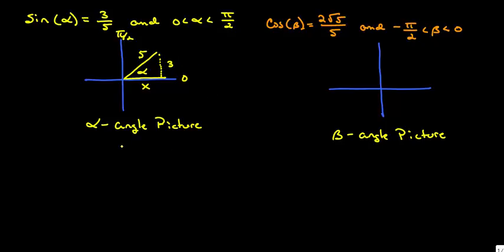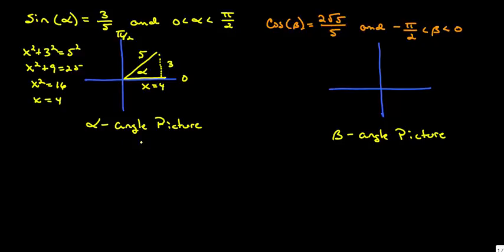I'm missing this x value. So if I go ahead and do the math, this would be x squared plus 3 squared is equal to 5 squared. So x squared plus 9 is 25, or x squared is equal to 16. So x is plus or minus 4. In this case, it's going to be positive 4 because we're going over on the x-axis to the right.